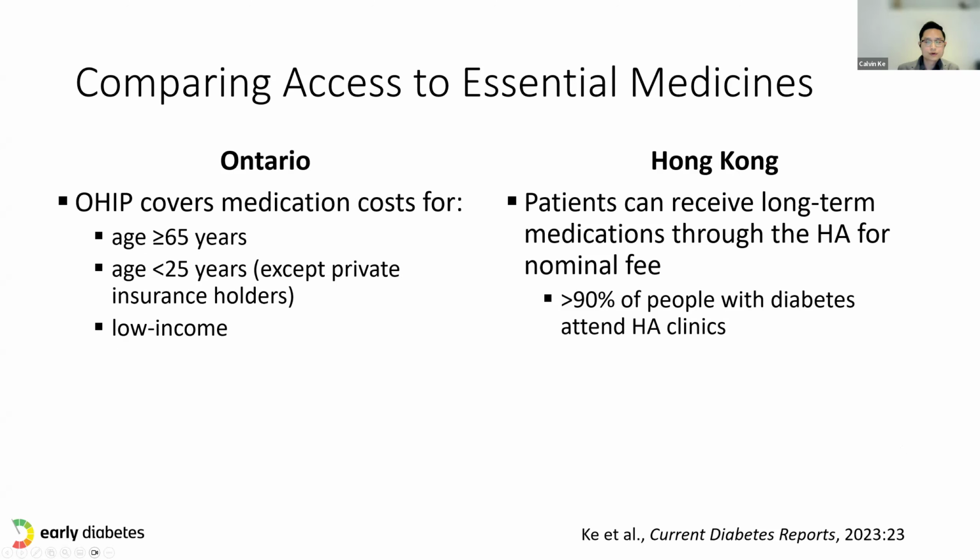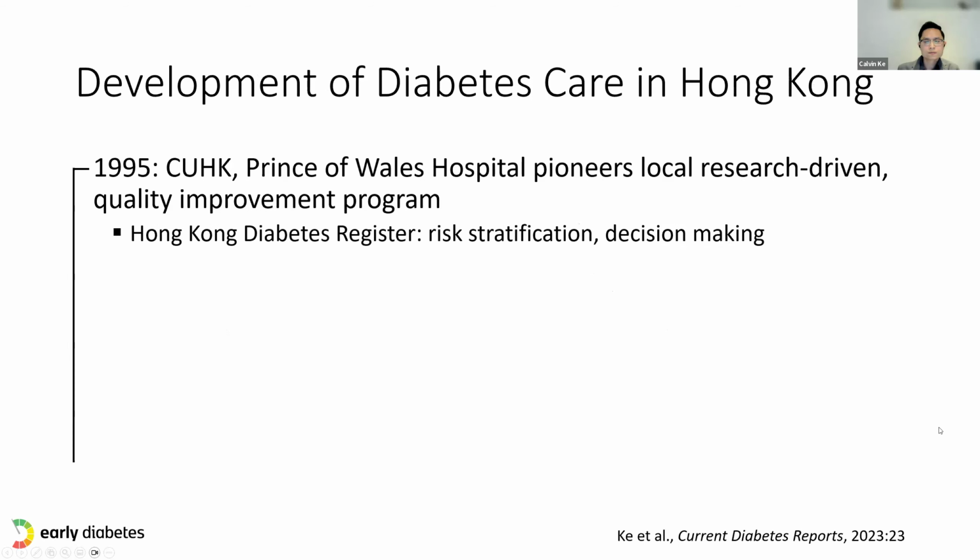Access to essential medications, very important for diabetes. In Hong Kong, patients who attend public clinics can get their medications through their nominal fee of $8.50. They can get all their medications. And so because of that, because diabetes, most of our patients with diabetes do end up being treated with some type of medication. And so more than 90% of people with diabetes do attend these clinics, and medication is a really strong motivating factor. In Ontario, our coverage for medications is more fragmented, but that may change in the future with recent federal announcements.